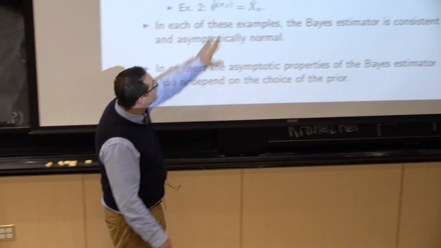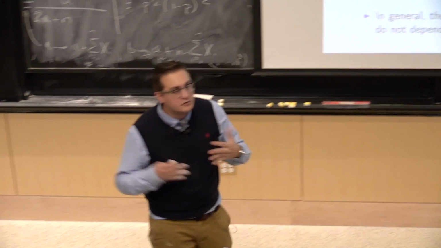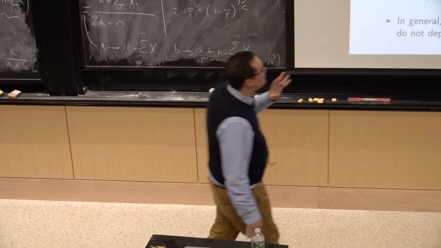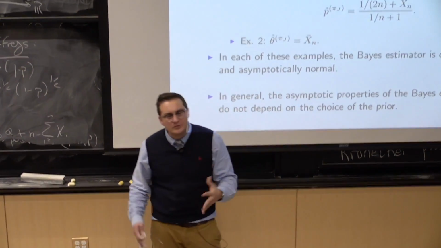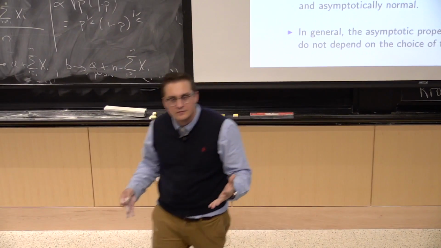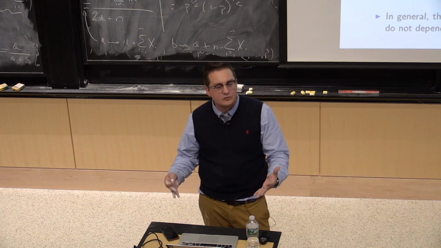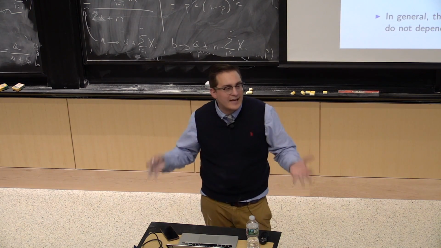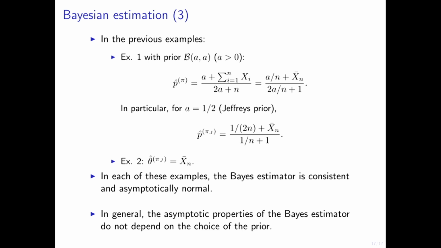And actually, in these cases, you see that the Bayesian estimator is asymptotically normal. This is different from the distribution of the posterior, right? This is just the posterior mean, which happens to be asymptotically normal, but the posterior may not be. Here the posterior is a beta, right? It's not normal. So those are two different things.